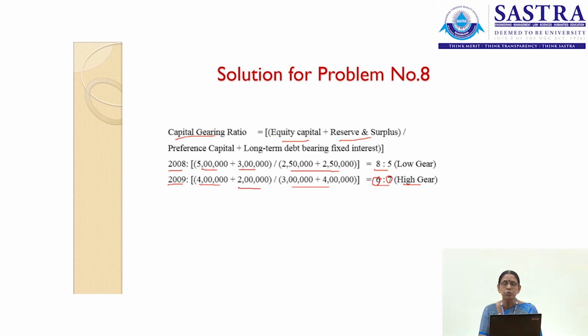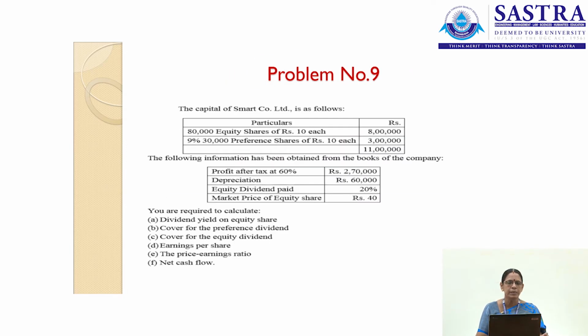So, we have to find a balance between a low gearing firm and a highly gearing firm. So, we must have an optimum capital structure, and the balance of your debt and equity should be made to increase your EPS and to have control over your fixed interest. Shall pass on to problem number 9.